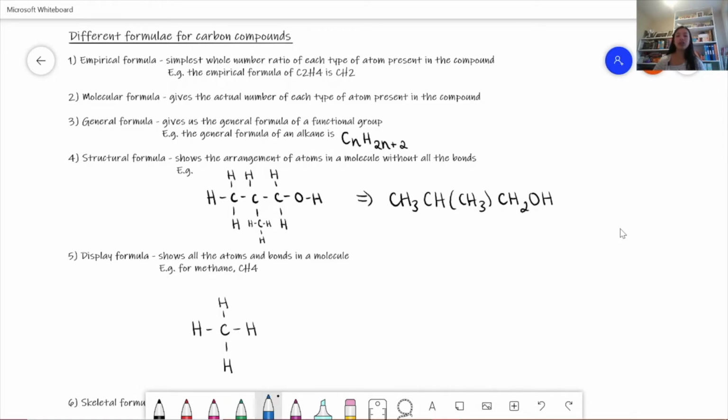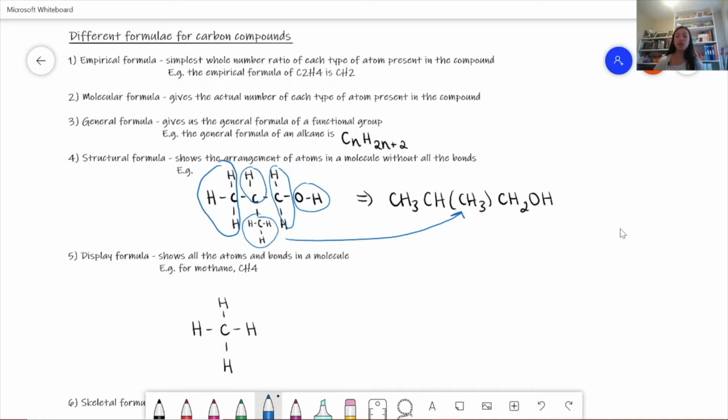The structural formula shows the arrangement of atoms in a molecule without all the bonds. So here we have a molecule where we've drawn out the entire molecule, and the structural formula is on the right. So we represent it by reading from left to right. The first one is this CH3, which corresponds to this CH3 here. And then we have CH and then CH3 in brackets. And this is actually a branched part of this molecule, and this is why we put it in brackets. And this CH is here. And then we have CH2 and then finally the OH.